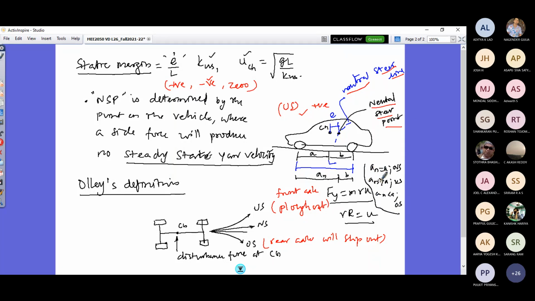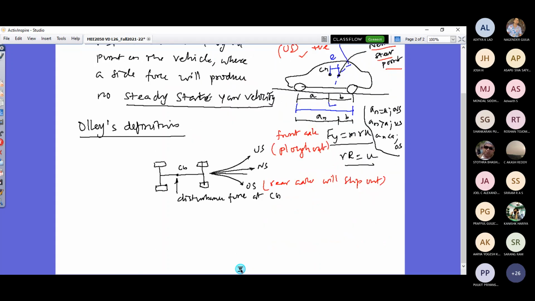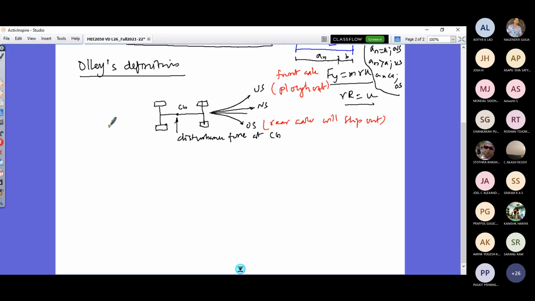So how do I calculate this AN? Can anyone say how you can calculate this AN? This AN can be calculated with the help of your understeer gradient equated to 0. You know this KUS is related to K3, right? We have defined K3 this way, right?